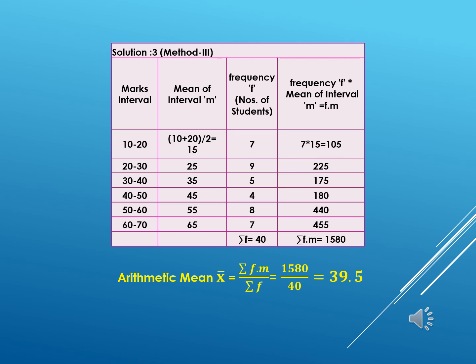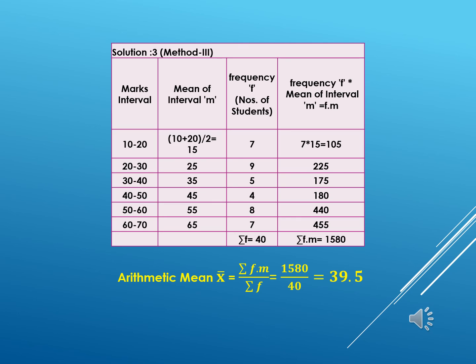In the second column, find out the mean of the marks interval. For 10 to 20, the mean will be 10 plus 20 divided by 2 equal to 15. Similarly, for marks interval from 20 to 30, the mean will be 25. 20 plus 30 divided by 2 is equal to 25. Similarly, for 30 to 40, the mean will be 35. For 40 to 50, it will be 45. For 50 to 60, it will be 55. For 60 to 70, the mean will be 65.